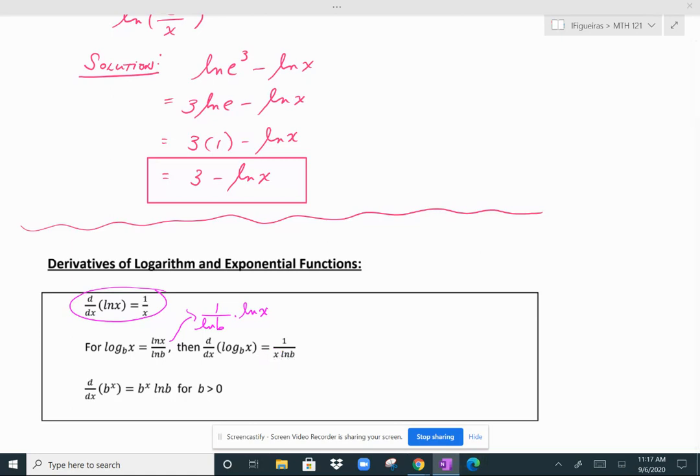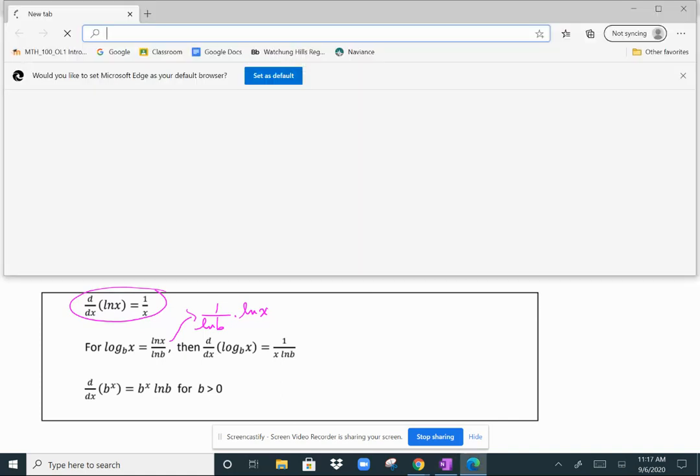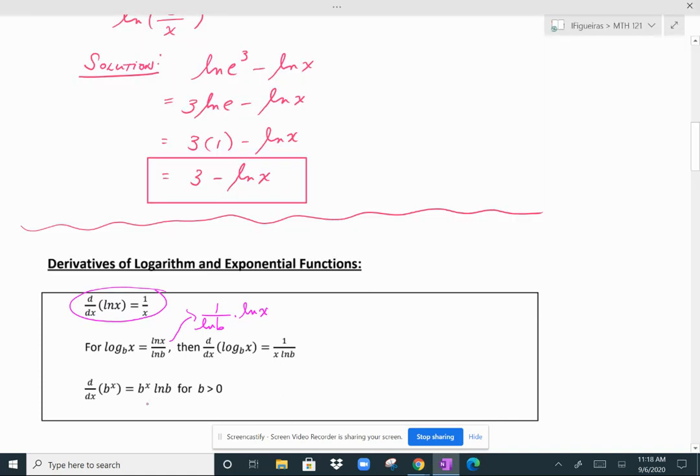And then we have the derivative of b to the x. So that's an exponential function. And we have that the derivative is b to the x ln of b. And your b has to be positive, otherwise it would be undefined here. Remember what your domain is for natural log, it's all positive real numbers. So I'm going to show you how to actually derive this one, so you don't really have to memorize it, although you certainly can.